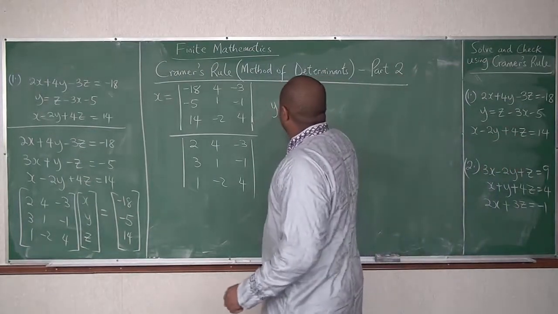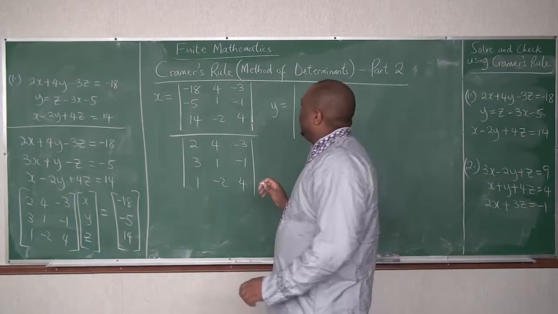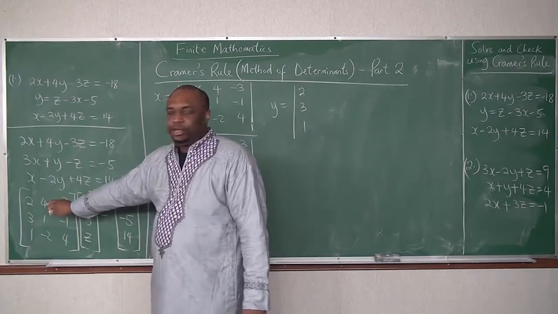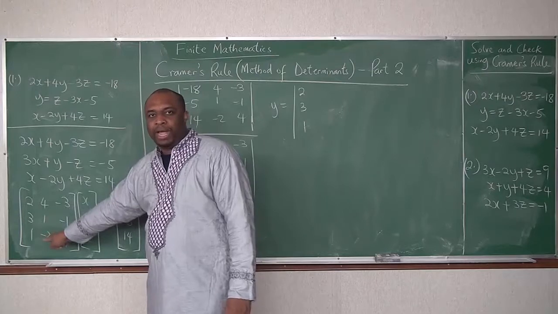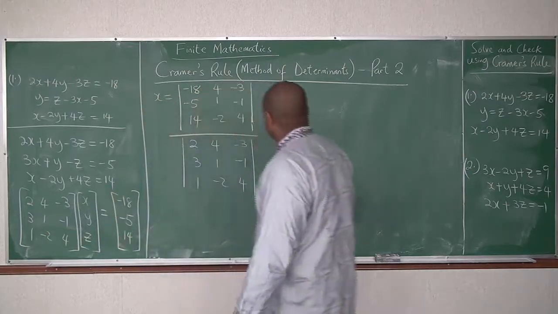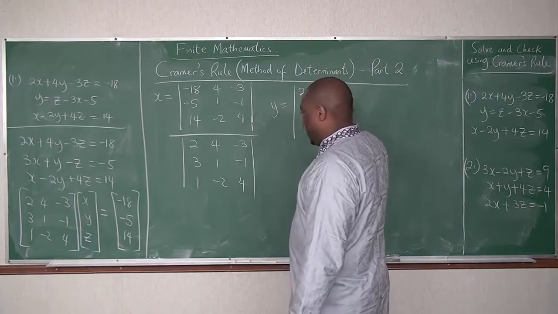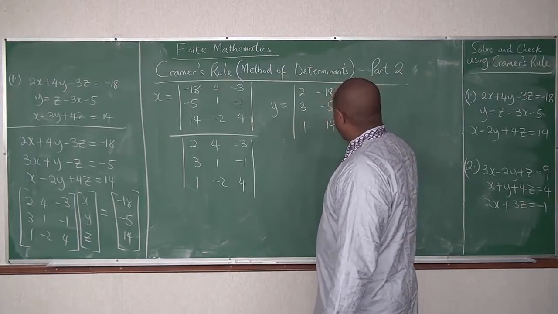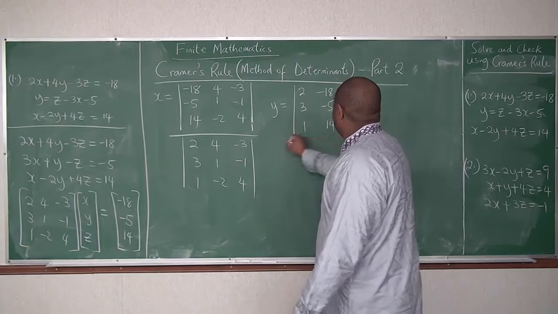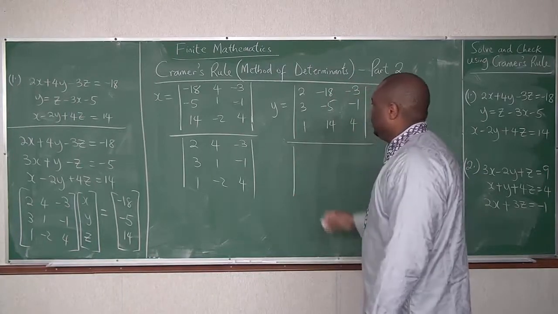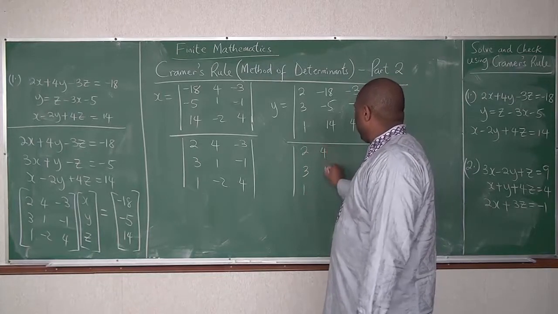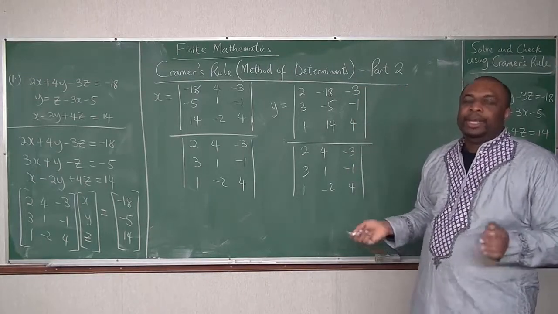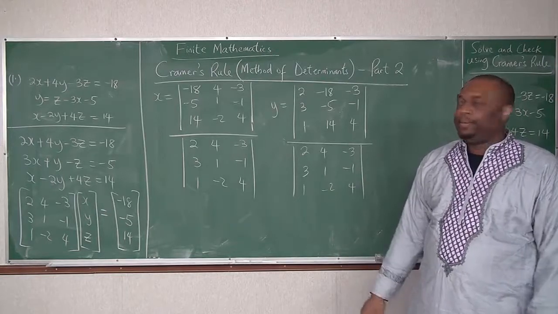If you want to find y, this will be a determinant. You write the x column, 2, 3, 1, then you replace the column of the coefficients of y with the column of the constants: -18, -5, 14, then -3, -1, 4, all over the determinant 2, 3, 1, 4, 1, -2, -3, -1, 4. That is your y. Now, can you write z for me? What is z going to be?